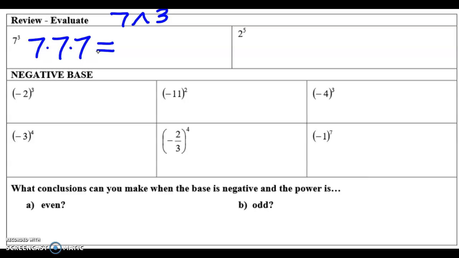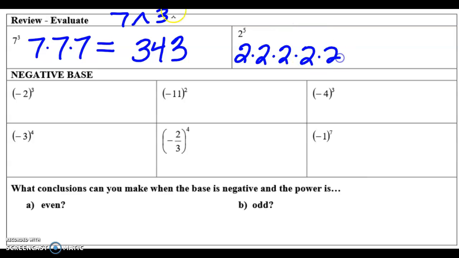And when you do that, oh my gosh, I just made a big mistake here. When you do that, you get 343. And 2 to the 5th, of course, just means you're multiplying 2 5 times. Again, you can use that little caret key on the Casio, 2 to the 5th, and that would just be 2 times 2 is 4, times 2 is 8, times 2 is 16, times 2 is 32.